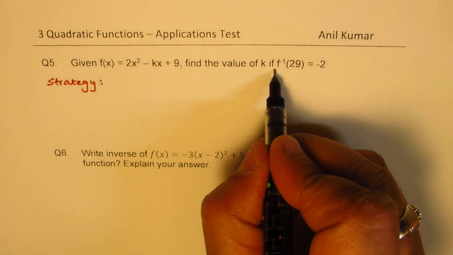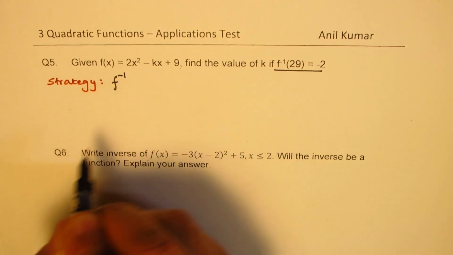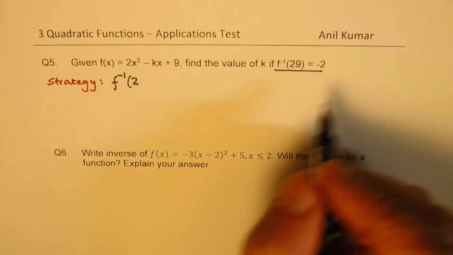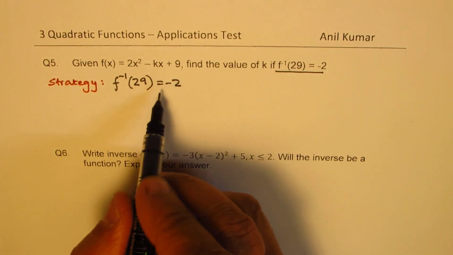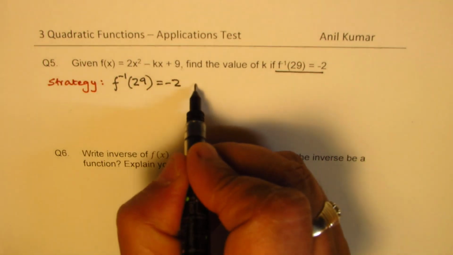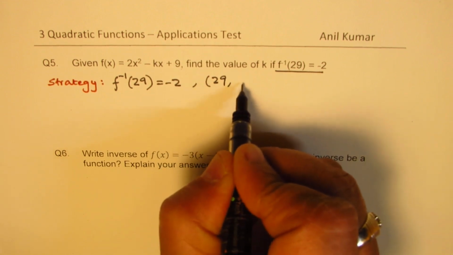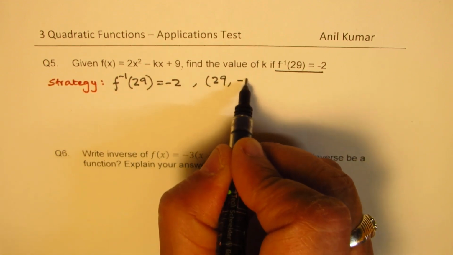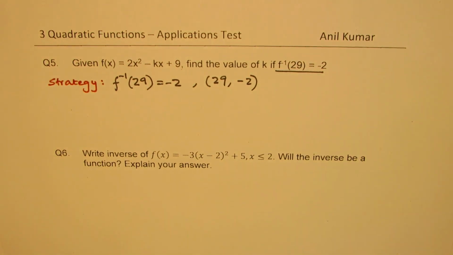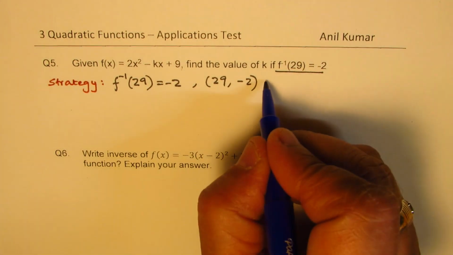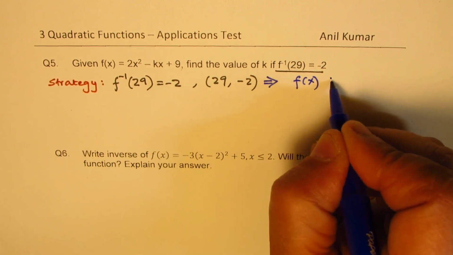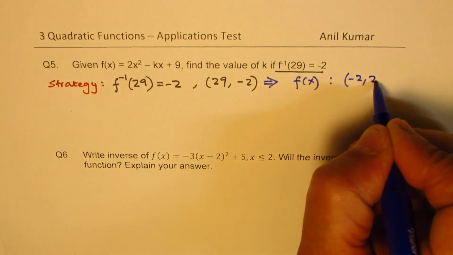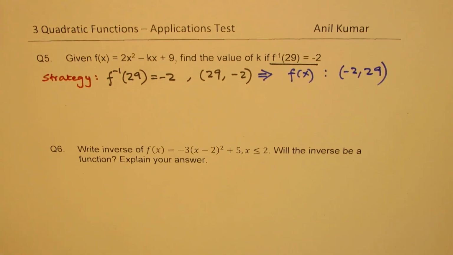Now, on this inverse function, when we say f inverse of 29 equals minus 2, right? That basically means the point is: 29 is the x value and the y value is minus 2. So it implies that on the function, the point should be (-2, 29), correct? Point should be (-2, 29).